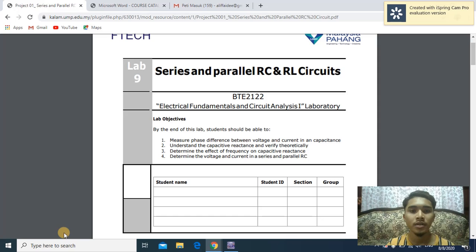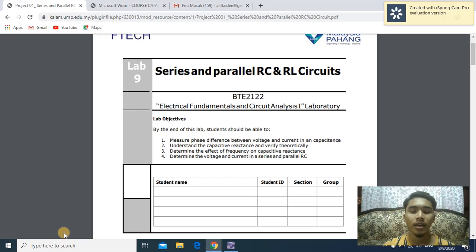This video is the continuation of my project in part 2 for series and parallel RC and RL circuits. The objectives are: first, to measure the phase difference between voltage and current in a capacitance. Second, to understand capacitive reactance and verify the theoretical values. Third, to determine the effect of frequency on capacitive reactance. And lastly, to determine the voltage and current in series and parallel RC circuits.